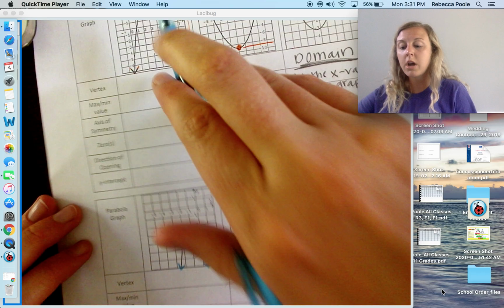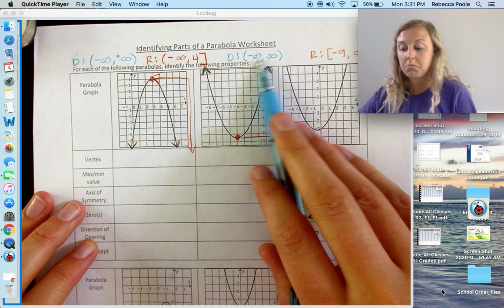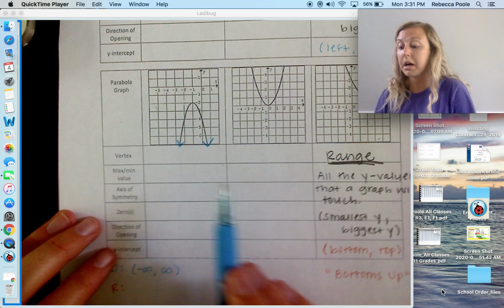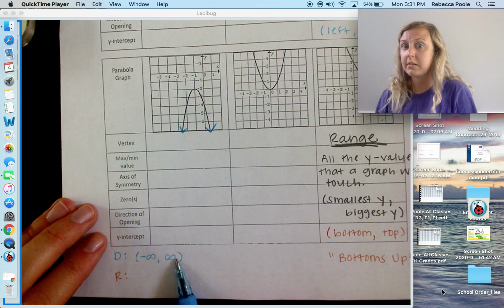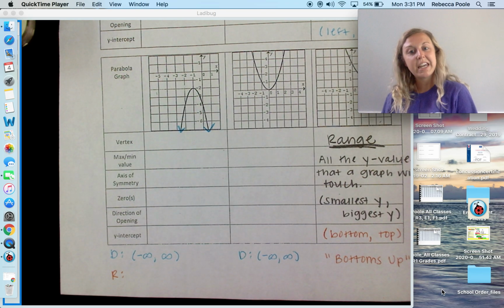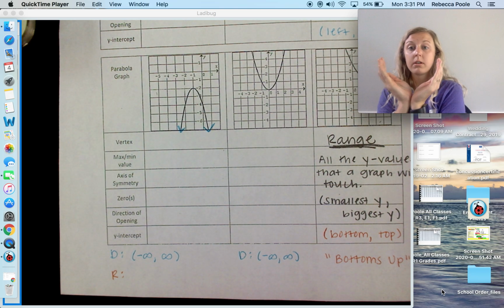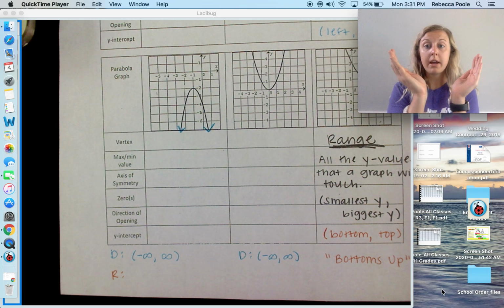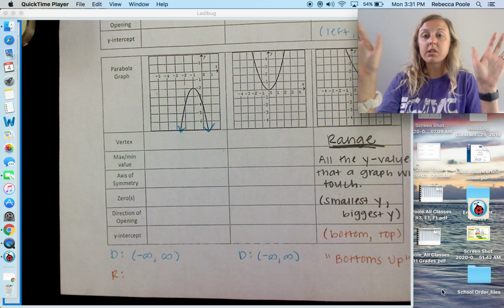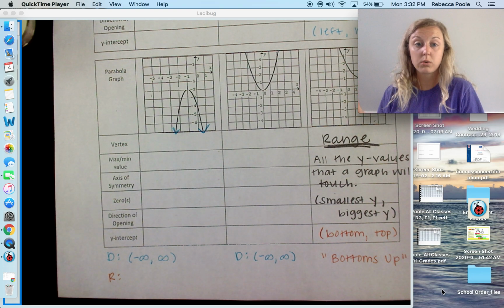Now, what did y'all notice about every single domain? Negative infinity, positive infinity, negative infinity, positive infinity, okay? Negative infinity, positive infinity. Well, guess what? This next one, negative infinity, positive infinity. The domain does not ever change. If I have a U shape, and it's growing and it keeps going, it goes to the left and the right forever. So it's always just going to be negative infinity, positive infinity. So you could memorize that and not have to check it every single time, okay?